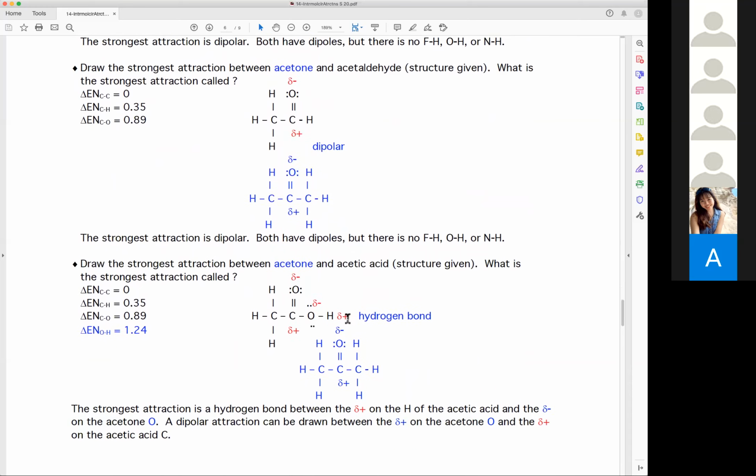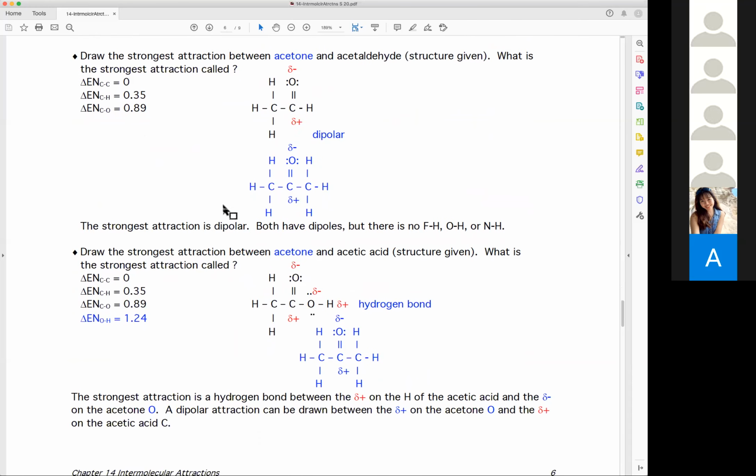So here's between acetone and acetaldehyde. You don't know the structure of acetaldehyde, so I gave you the structure. Nonpolar, nonpolar, nonpolar, nonpolar, nonpolar. Here's the only polar covalent bond right there. So that partial positive is being attracted to that partial negative. So they're attracted to each other by Londons, by dipole-dipole, but they don't meet the criteria to be a hydrogen bond.